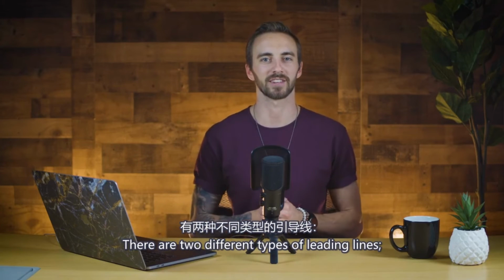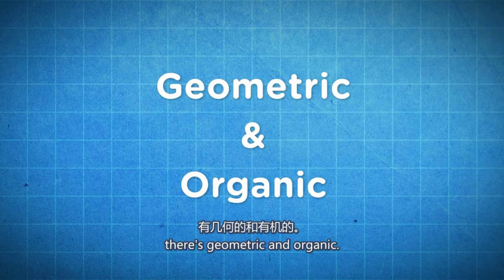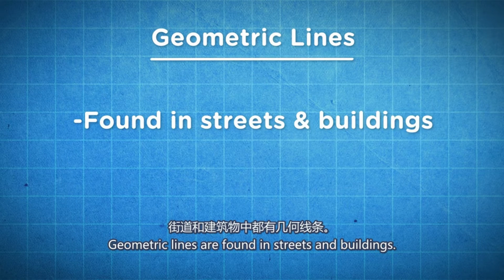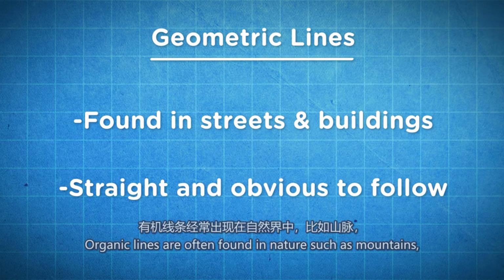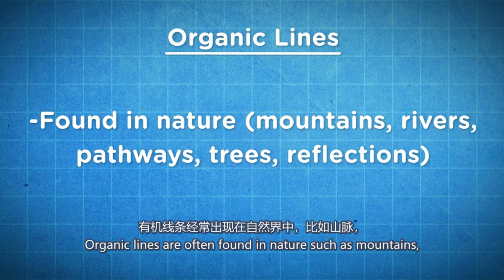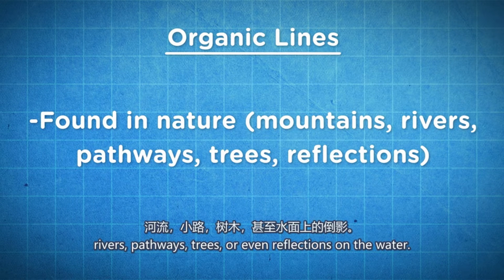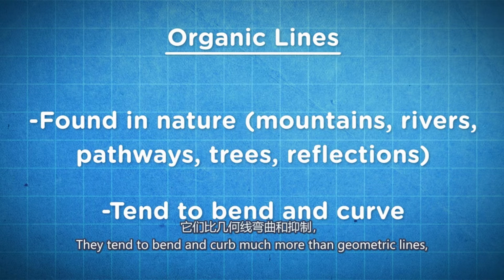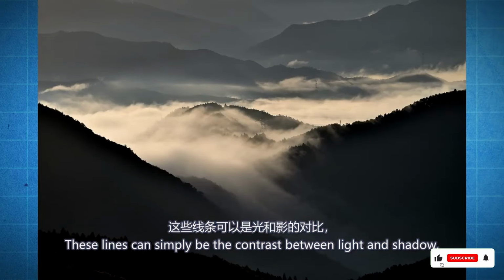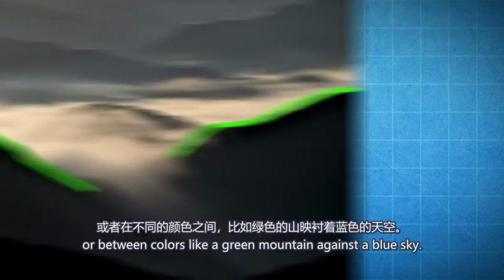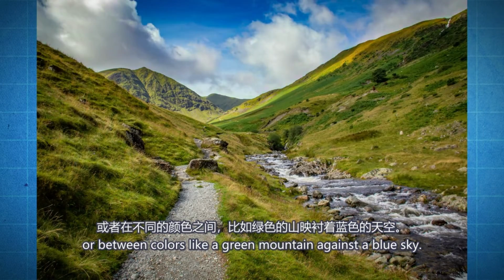These lines begin at the outside of the frame and travel inward to a single point. There are two different types of leading lines. There's geometric and organic. Geometric lines are found in streets and buildings. They're straight and much more obvious to follow. Organic lines are often found in nature, such as mountains, rivers, pathways, trees, or even reflections on the water. They tend to bend and curve much more than geometric lines, but always lead to a specific area. These lines can simply be the contrast between light and shadow, or between colors, like a green mountain against a blue sky.